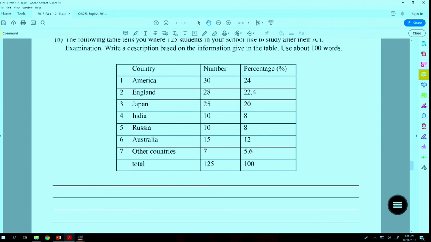Alright children, I am going to read out a small description. If you like, you can note it down and study later. Or you can mark your answers. Right?